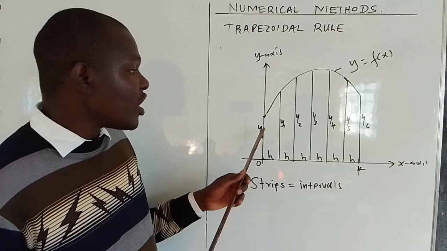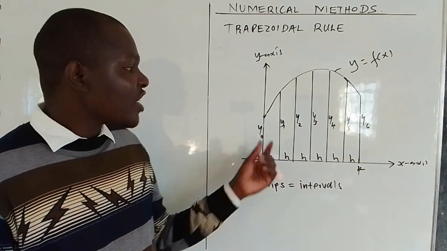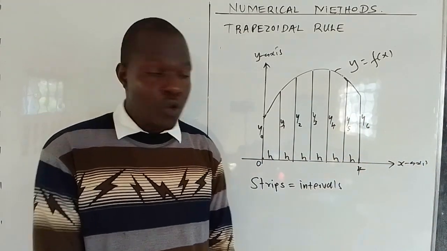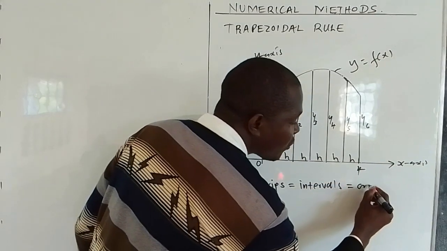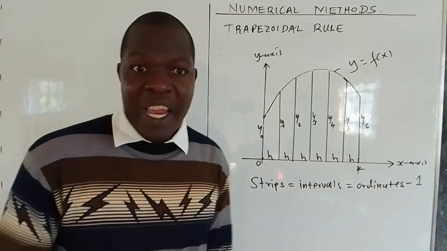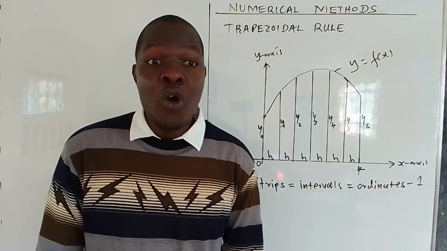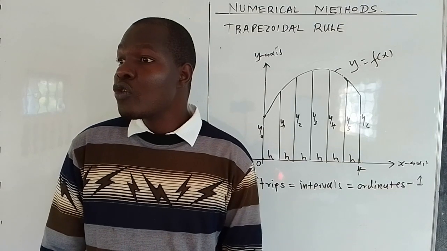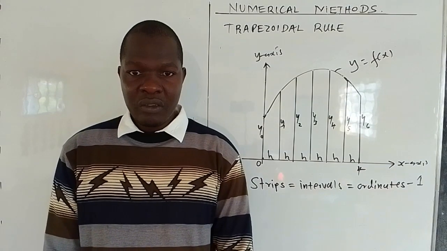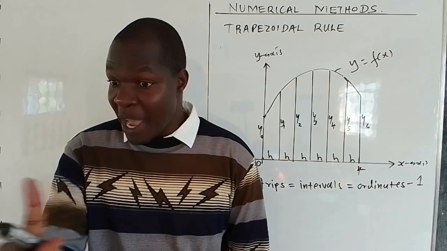Because if you count these ordinates, 1, 2, 3, 4, 5, 6, 7. Meaning when you are dealing with 6 parts, it will give you 7 ordinates in the mid-ordinate rule. So it means the number of steps is always the number of ordinates minus 1. Meaning when you are told to use the trapezoidal rule with 6 ordinates, so a trapezoidal rule with 6 ordinates will imply how many parts? 5 parts. Because the number of ordinates is more than the number of steps by 1, isn't it?